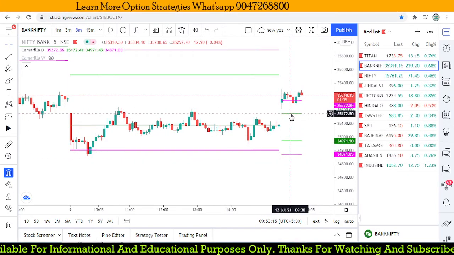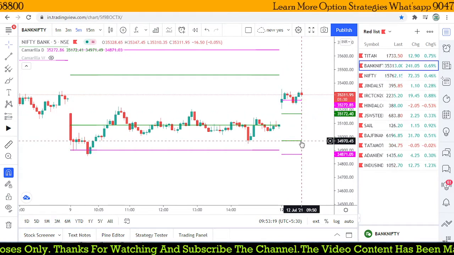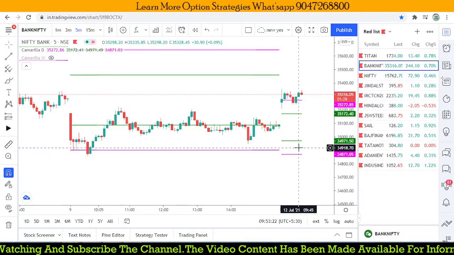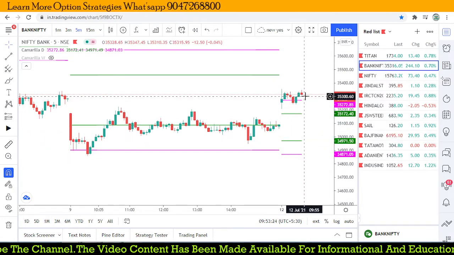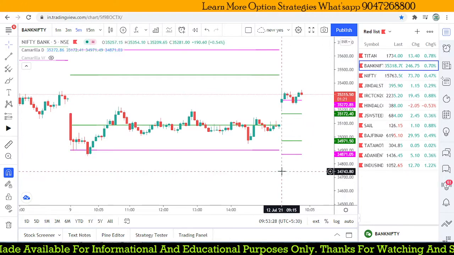So we know that in our previous videos we discussed more about the Camarilla pivot levels, how the market can react at a level of resistance and at a level of support, how the market trades in between the range, or even how we find the breakout over the R4 and S4. So that is another important level.